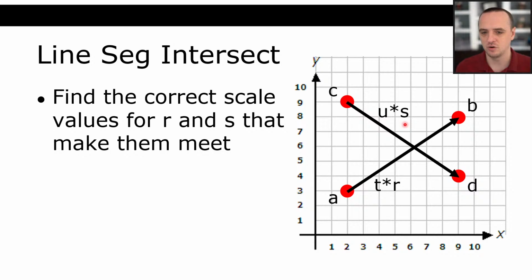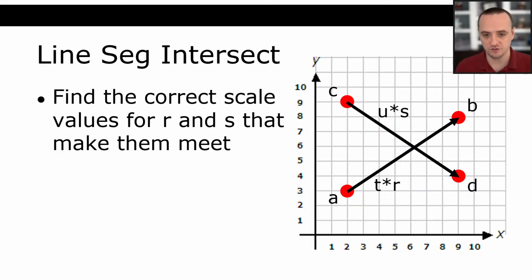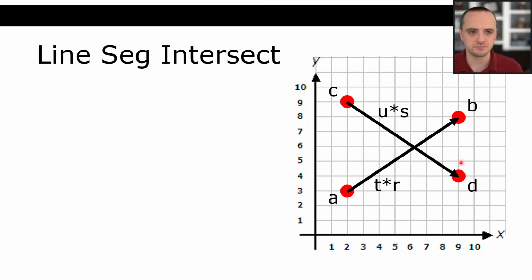See that? So here we would have values of 1 for U and T, because they go all the way to their respective points. But here we have some scaled values which makes them meet in the middle. And if two line segments intersect, you can tell that there will be a U and a T where that happens. So let's look at a little bit of math here.